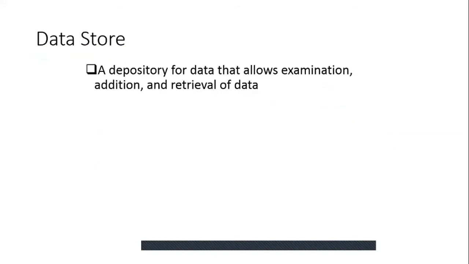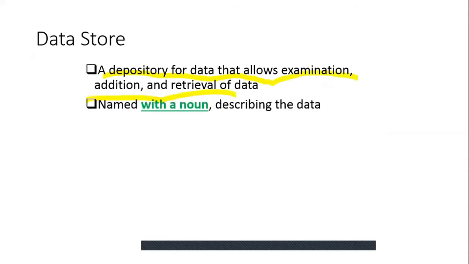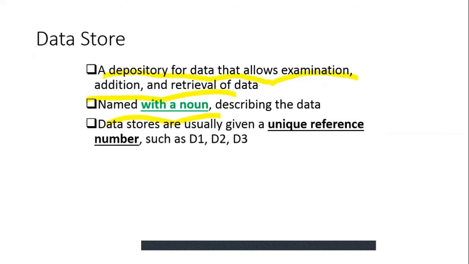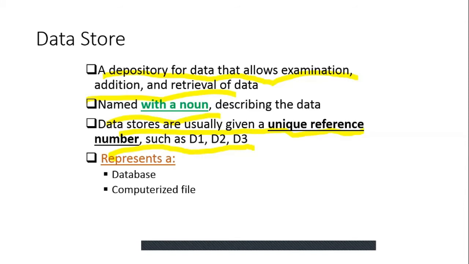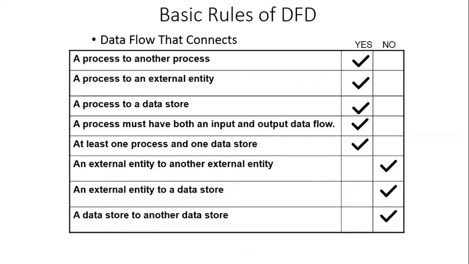A data store represents a repository for data that allows examination, addition, and retrieval of data. It is named with a noun describing the data. Data stores are usually given a unique reference number such as D1, D2, D3. It represents a database, a computerized file, or it may represent a filing cabinet as well.